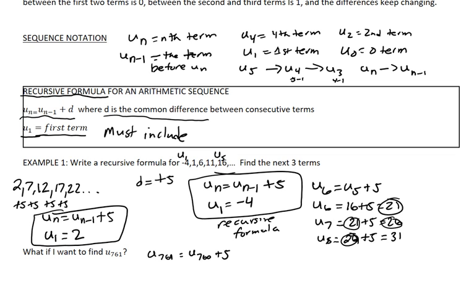There are lots of sequences I could have where I add 5 each time, but if I don't know where to start, it doesn't tell me what the sequence is. So that is the recursive formula for an arithmetic sequence. It's just u sub n equals u sub n minus 1 plus 5. It could be minus 10. It could be plus negative 3. That's still an arithmetic sequence.